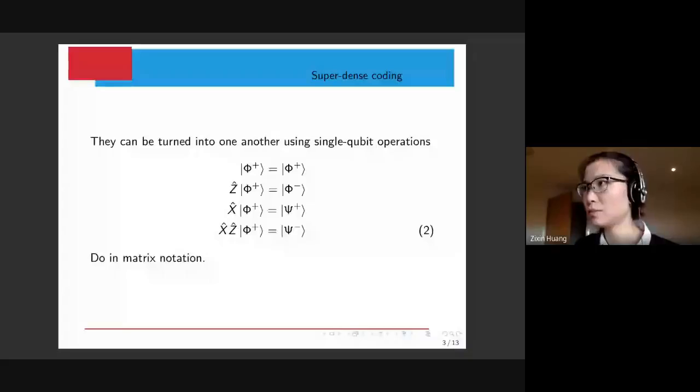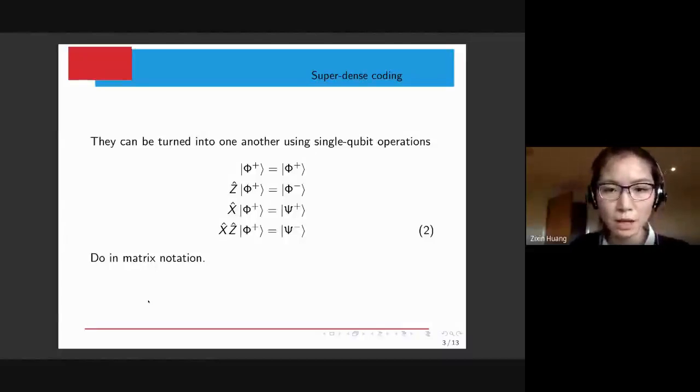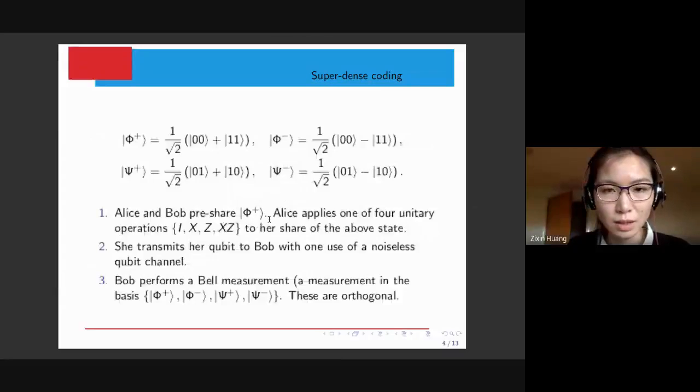Stop presenting. Let's go back to the slides. Okay. So those are the operations. You either have a Z, an X, or an X and a Z.